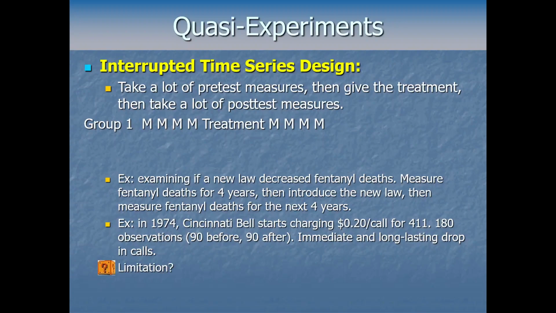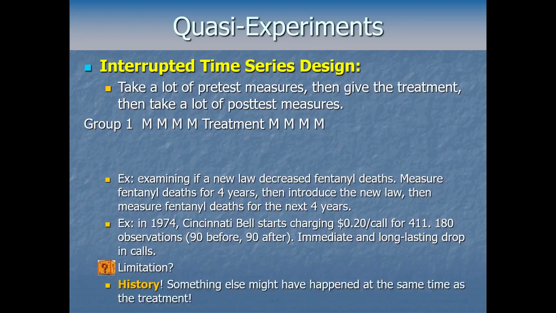Now, what's a big limitation of a design like this? You might pause and think it through if you didn't notice it initially. Well, history, meaning the influence of outside events that could totally explain any change that happened right around that time of the treatment. Something else could have occurred right then, and that thing is the real cause of any change we see. So this is, again, that history threat to internal validity.